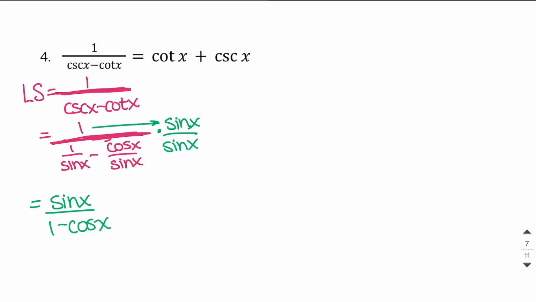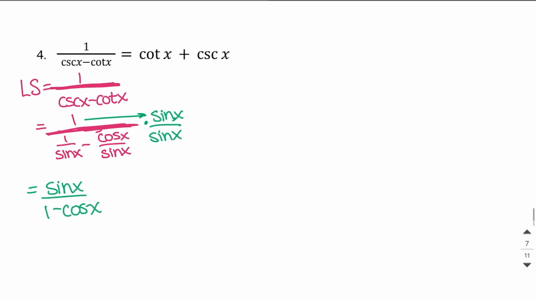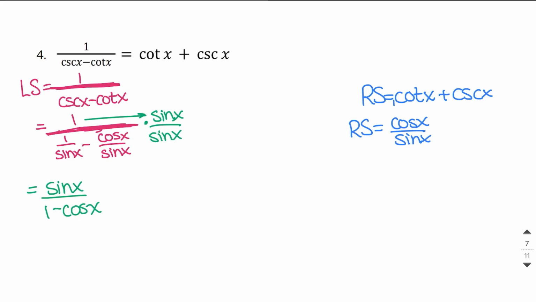And at this point in time, there's not a whole lot more I can do with the left-hand side, so I'm going to leave it as is, and now I'm going to deal with the right-hand side. So the right-hand side right here, we know is cotan of x plus cosecant of x. I'm going to do the same thing. I'm going to change everything here into sine and cosine. So this is going to be cosine of x over sine of x. That's what cotan of x is. And then cosecant of x is 1 over sine of x.